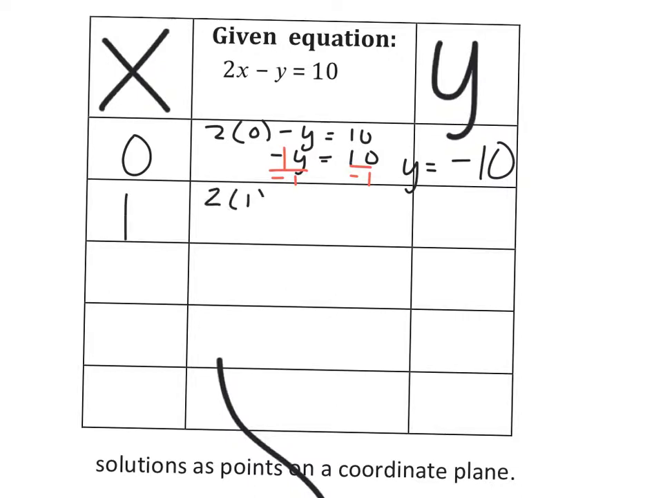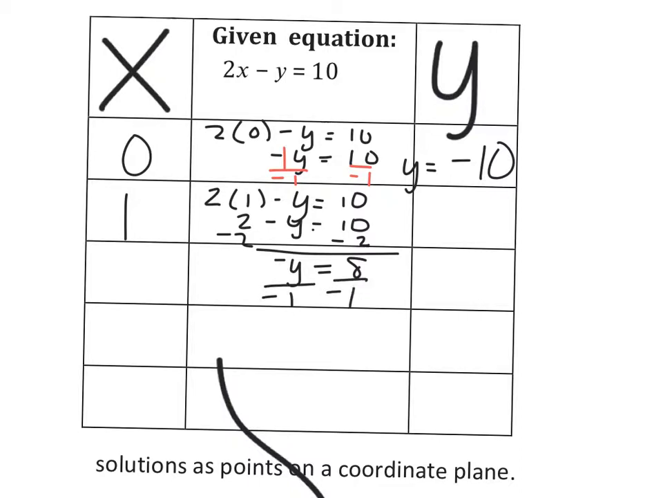Okay, let's plug in a 1. 2 times 1 minus y equals 10. So 2 minus y equals 10. Subtract the 2. You get negative y equals 8. So divide by negative 1. y equals negative 8. So you see the pattern.